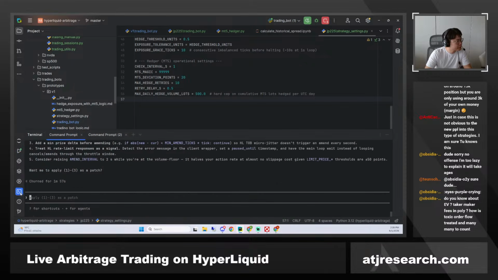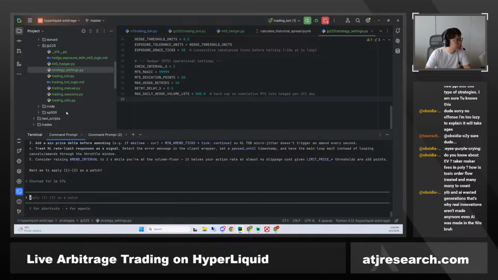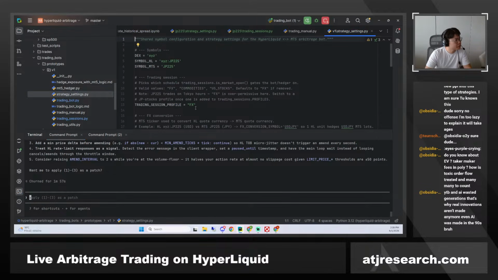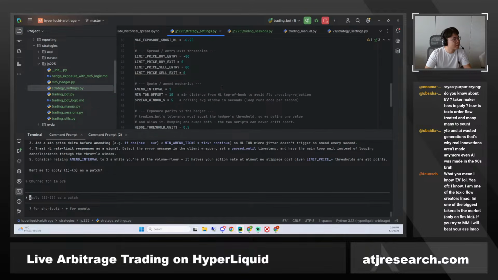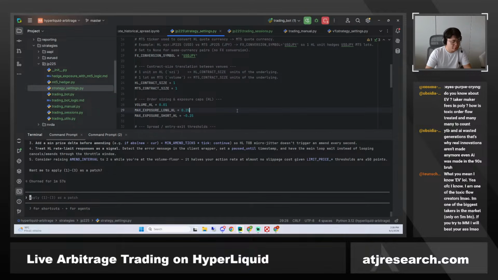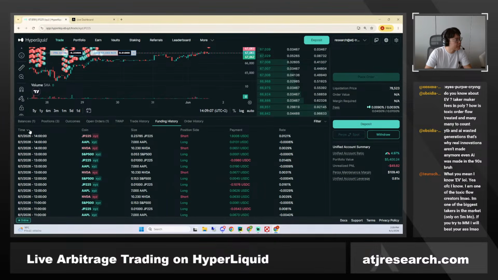So, but we're still trading, right? What I want to do is also increase the size. So if we go to strategy settings again, right? Whoops, it's not here. It's for my JP225 strategy. So here in strategy settings, I think I will increase to 0.3. I think 0.3 is more than good enough, because right now we already have how much blocking margin.